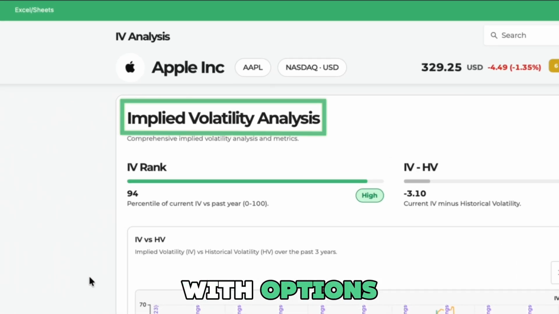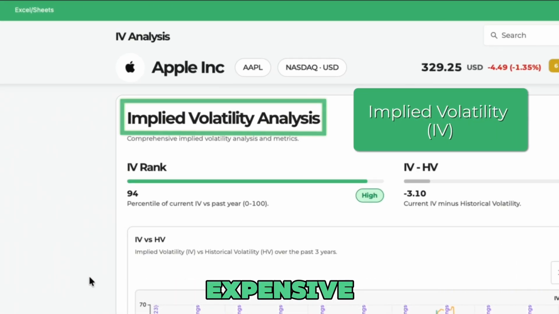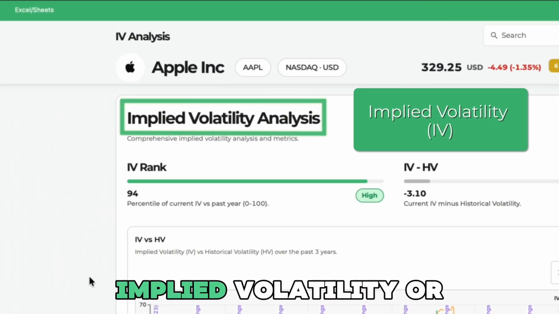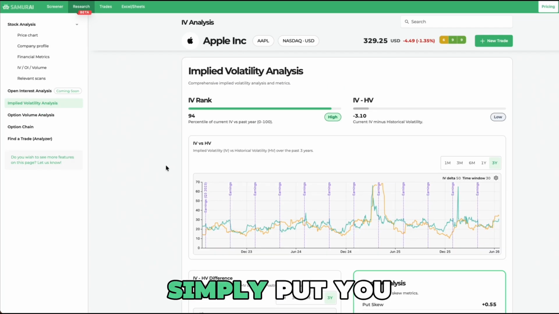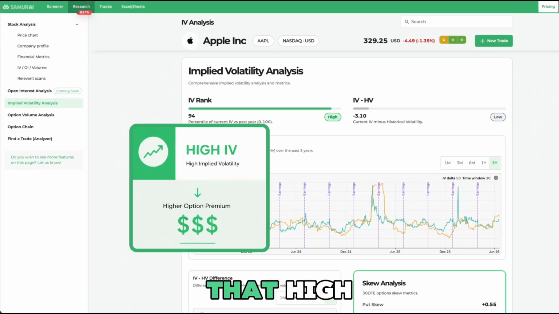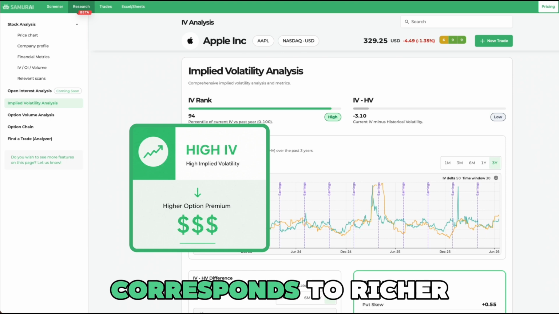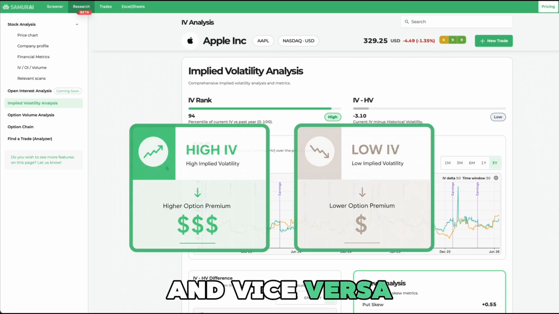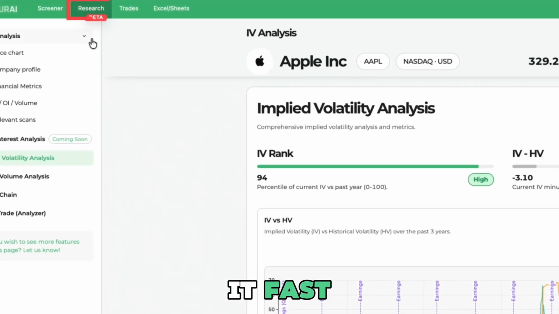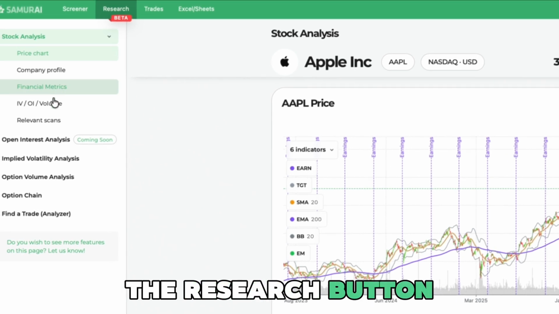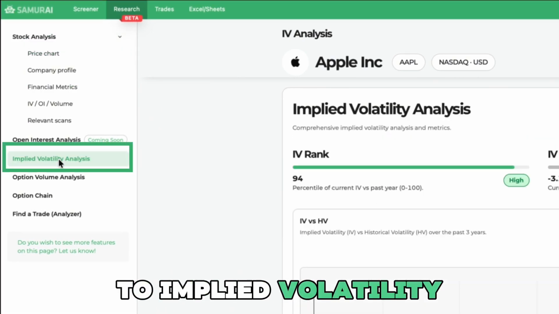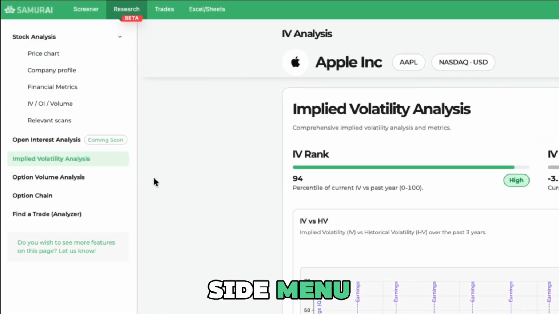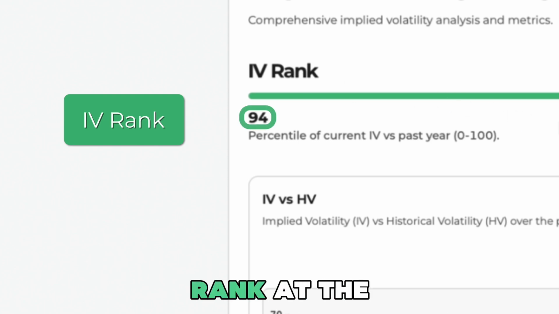The hard part with options is knowing whether they're cheap or expensive, and that often comes down to implied volatility, or IV. Simply put, you will generally observe that high implied volatility corresponds to richer option premiums and vice versa. So this is the page I opened to read it fast. You'll find it by clicking the research button at the top, and then go to Implied Volatility Analysis on the left side menu.